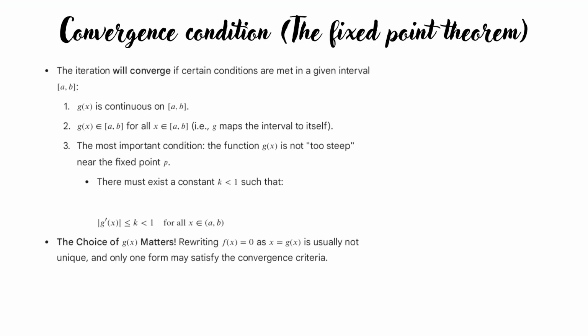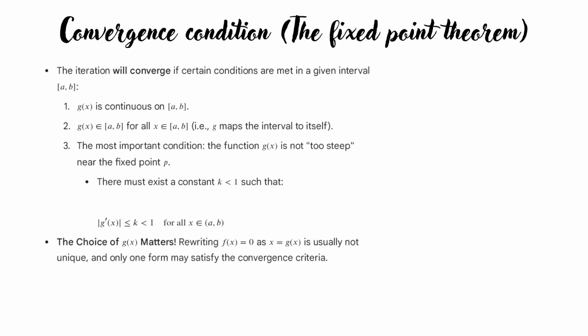Convergence condition. The fixed point theorem. The iteration will converge if certain conditions are met in a given interval [a, b]. 1. g(x) is continuous on [a, b]. 2. g(x) is in [a, b] for all x in [a, b]. 3. The most important condition: the function g(x) is not too steep near the fixed point.